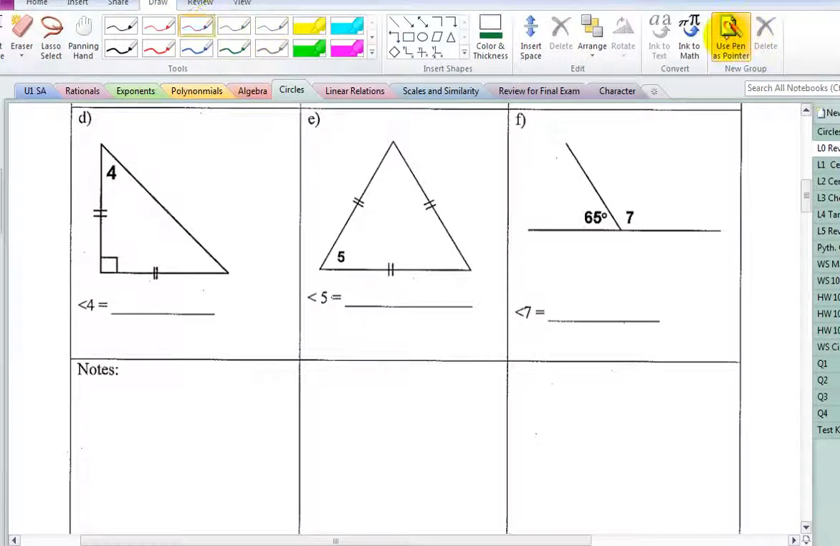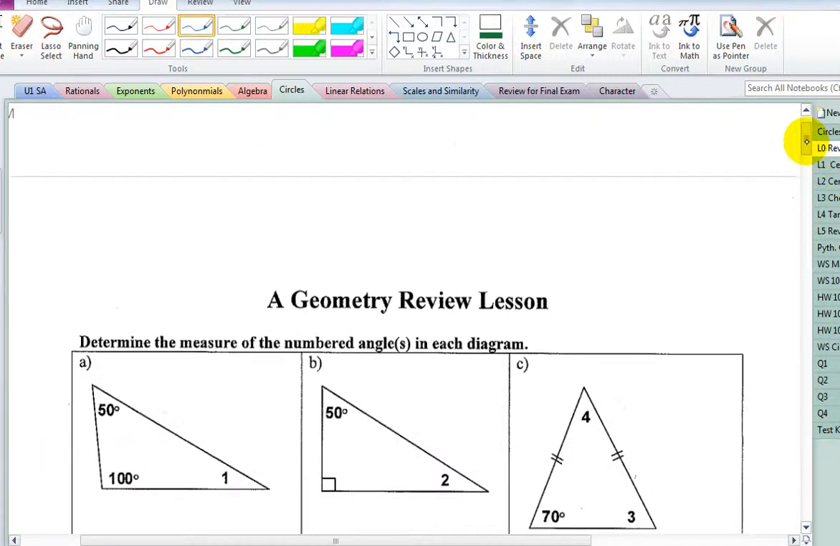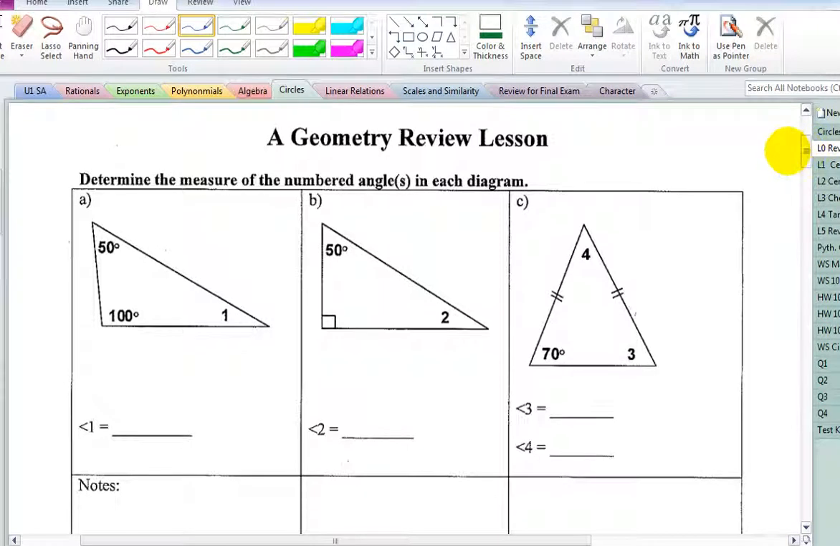You're on this one. It says a geometry review lesson. So first thing we want to know, I do quite a bit of shorthand. So for A, we're saying that triangle's angles add to what? 180 degrees. It's not just the triangles, but it's their angles. So I really should have said triangle angles add to 180 degrees.